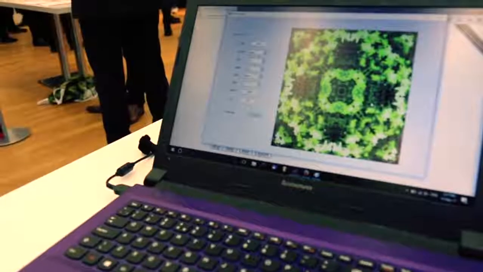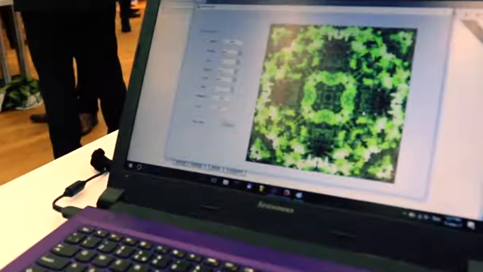My project is essentially computer-generated art. I wanted to make art that was unique to individual people and could be generated by a computer. I've been using a cellular automata model called Conway's Game of Life, which is a very simple way of creating unique formations.